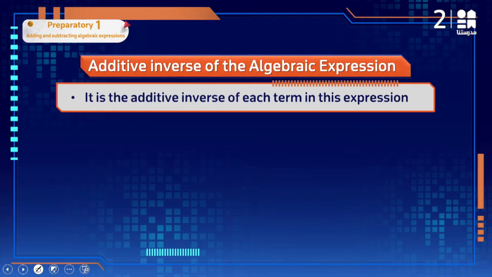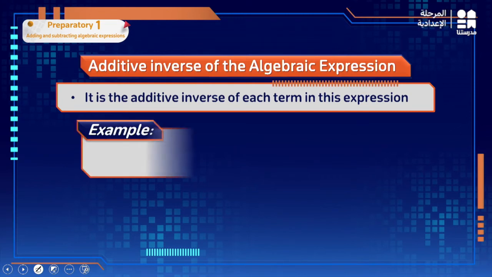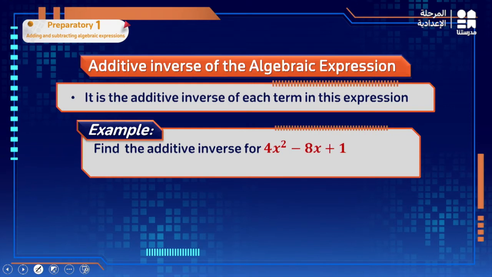Now we are going to talk about the additive inverse of an algebraic expression. All we have to do is change the sign of each term. It is the additive inverse of each term in this expression. Find the additive inverse of 4x squared minus 8x plus 1.